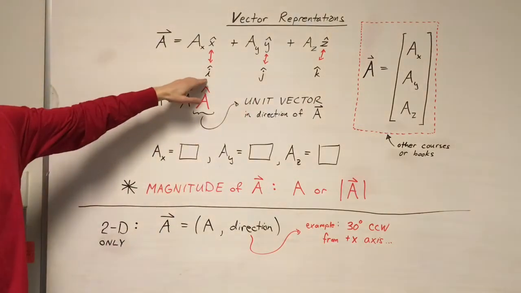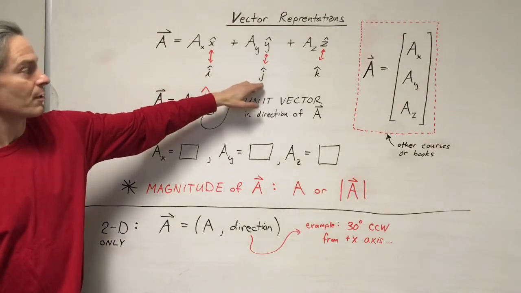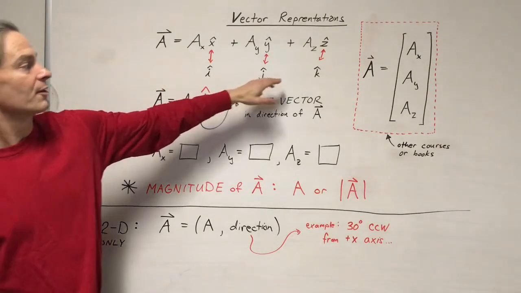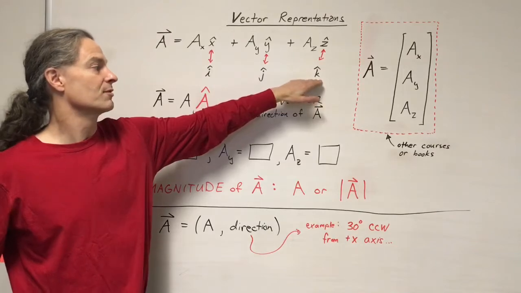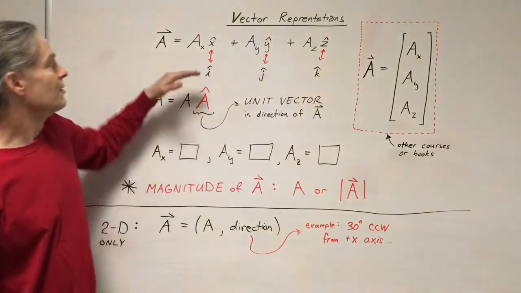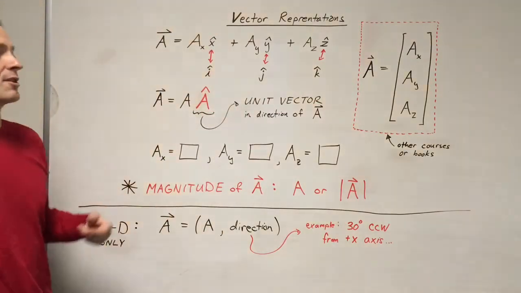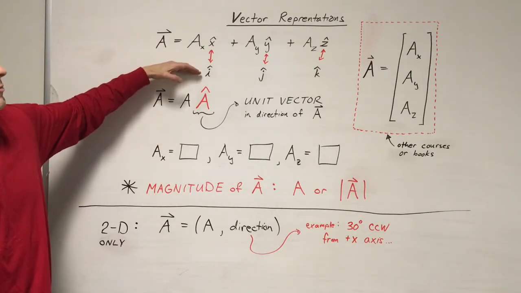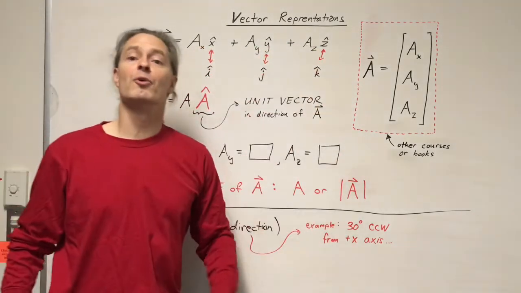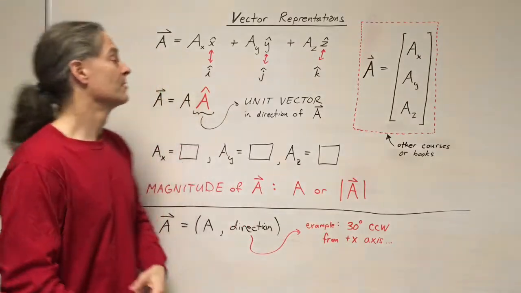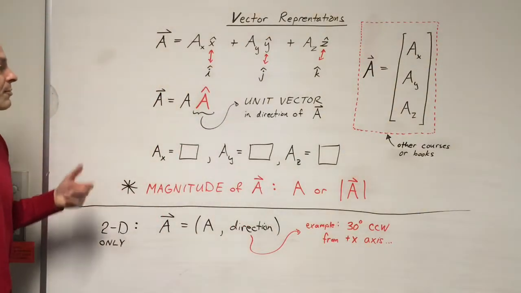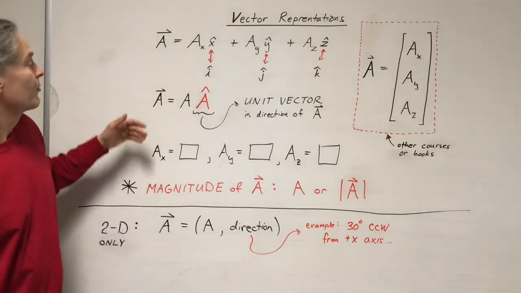So this is also a unit vector in the x direction. This is another representation for a unit vector in the y direction. This is another way to represent the unit vector in the z direction. These two sets of symbols are used interchangeably. This is preferred in some books. These are preferred in other books. I will use both.